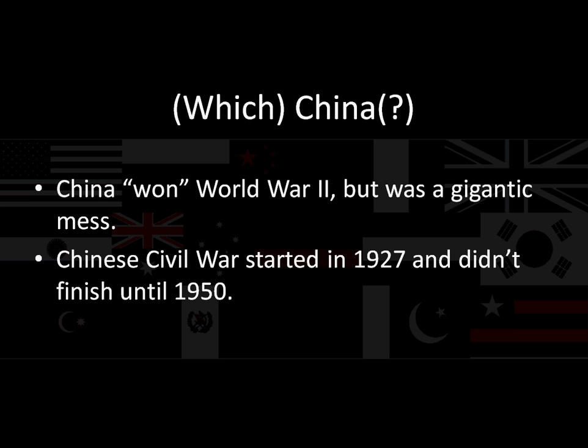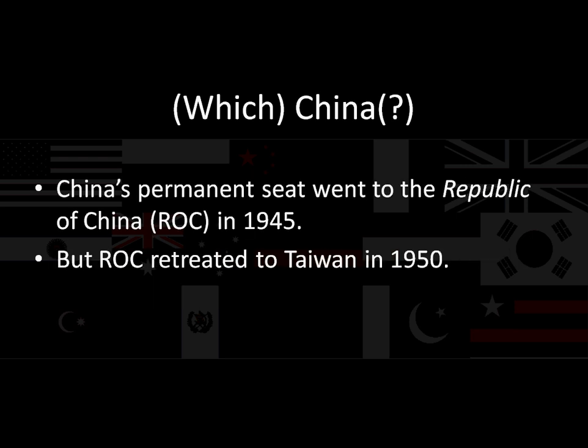But at the end of World War II, China was a gigantic mess, and not just because of the Japanese invasion. The Chinese Civil War started in 1927, and during the start of World War II and all throughout World War II, the Civil War didn't really come to an end. They essentially called a timeout on it until the Second World War ended. But once that Second World War ended, the Chinese Civil War starts back up in earnest, and they keep fighting, and they don't stop fighting until 1950.